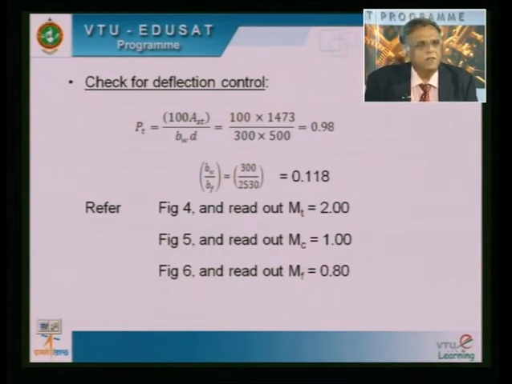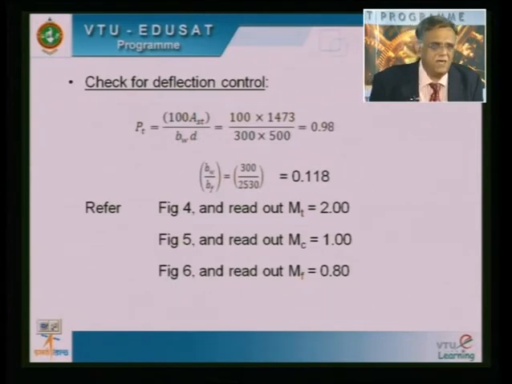So as usual, the next step is to check for the deflection. Whenever you want to check for the deflection, the first step is to get the value of PT. Why do I need this PT? I need this to refer to figure 4. Then I have to calculate PC. Same steps whatever I have followed earlier.